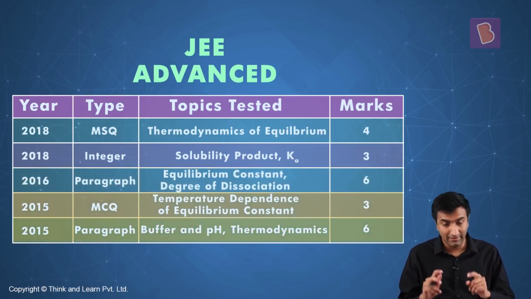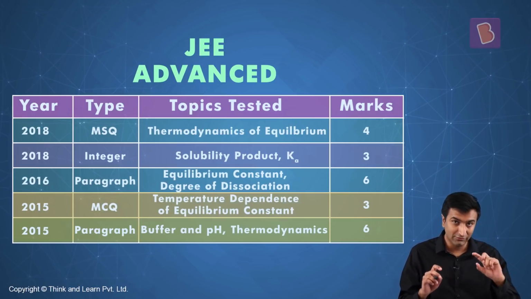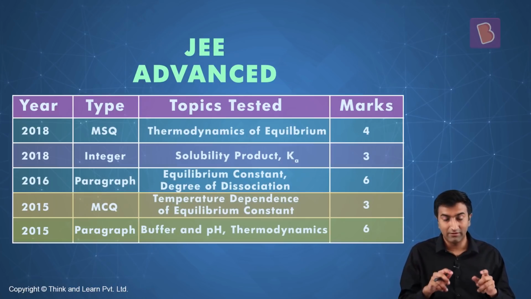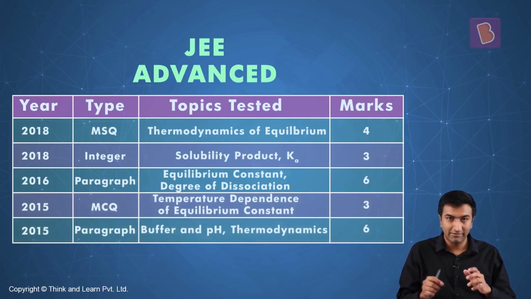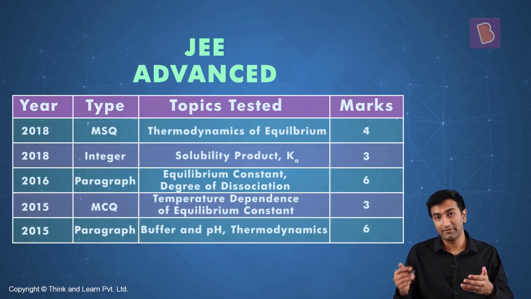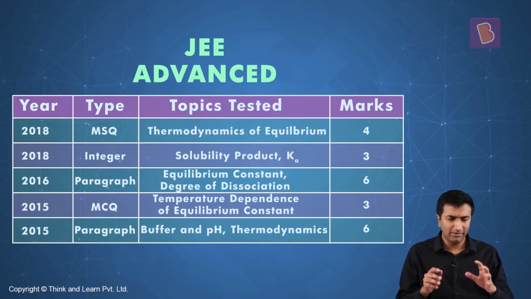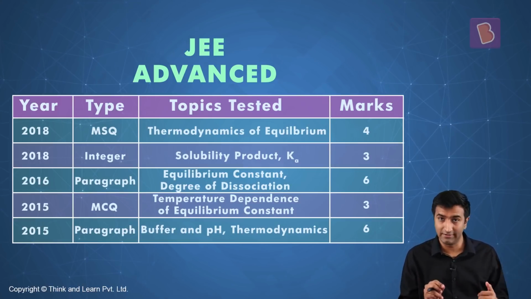2015, 2 questions again. 1 MCQ, actually 3 questions. 1 MCQ had the temperature dependence of equilibrium, and 2 more questions were paragraphs, making a total of 3. These paragraph questions had ideas of buffer as well as thermodynamics. So usually what happens is that if it's an idea on ionic equilibrium or solubility product, it combines all the ideas that came before it, from regular equilibrium as well as thermodynamics. And chemical equilibrium by itself is almost not tested in the Advanced exam.